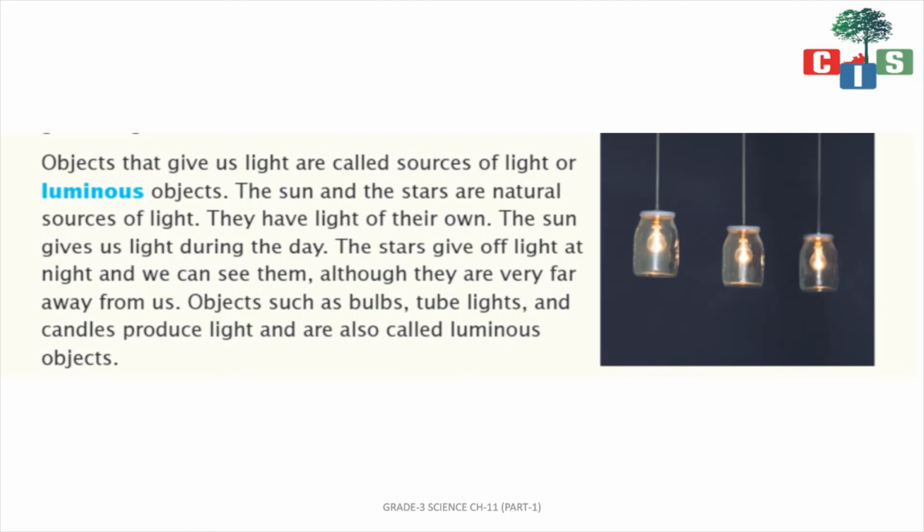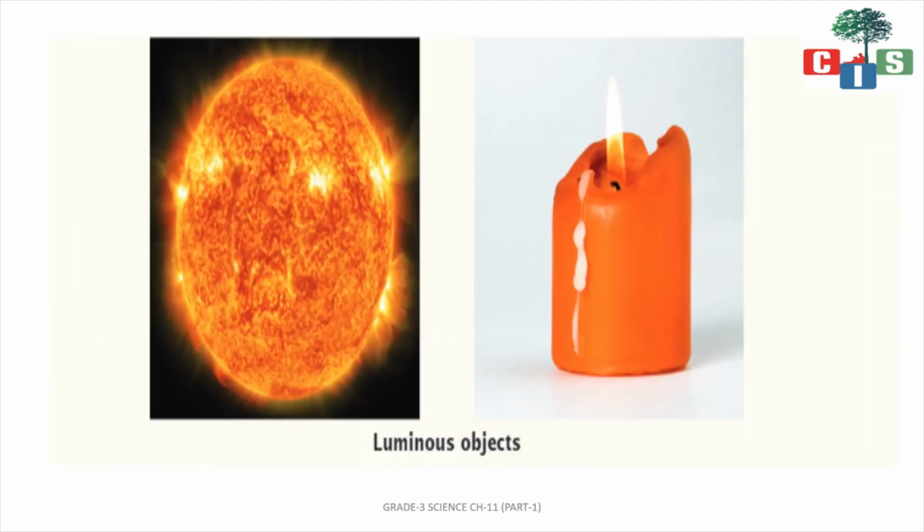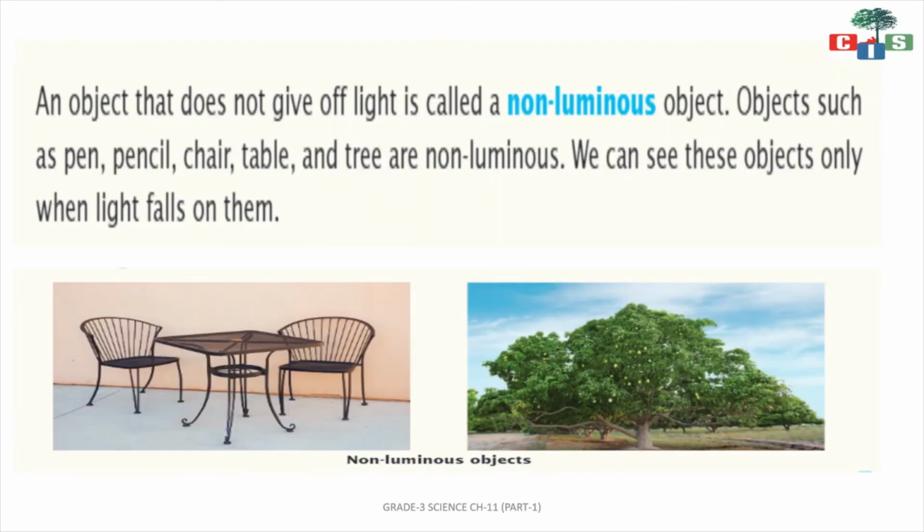Objects such as bulbs, tube lights, and candles provide us light, and they are also known as luminous objects. So the sun, stars, bulbs, tube lights, and candles all are known as luminous objects. Here are examples of luminous objects: the sun and the candle. Now let us talk about non-luminous objects.